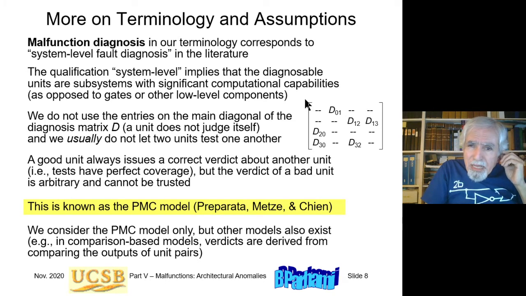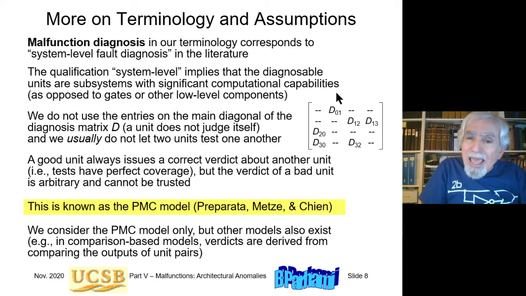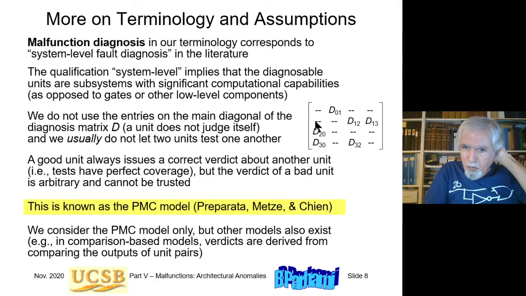Okay, so this is an example of a diagnosis matrix. D01 means judgment of unit 0 about unit 1. D12 means judgment of unit 1 about unit 2. Now this matrix is often sparse, as I mentioned. It's also anti-symmetric, usually. If unit 0 tests unit 1, then we don't allow unit 1 to test unit 0. Usually, this is the usual way we use this type of diagnosis.